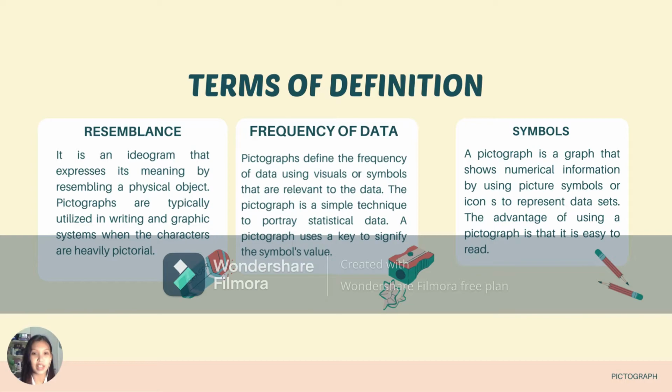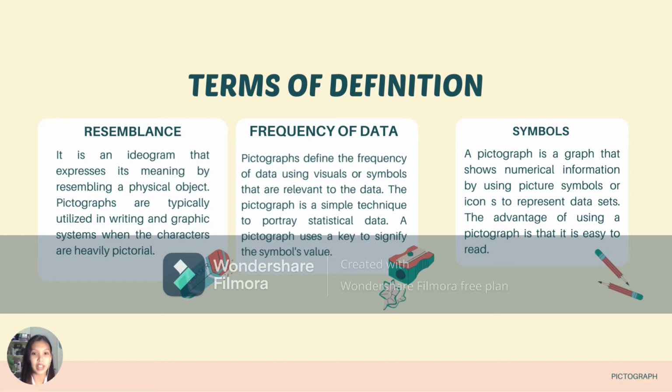Step 2 is to pick your symbol. Pick a symbol or a picture that actually represents your data. Because for example, if you're drawing a pictograph of different kinds of animals in a zoo, then a symbol of a fruit or vegetable would be highly confusing, right? So you must pick your symbol carefully.